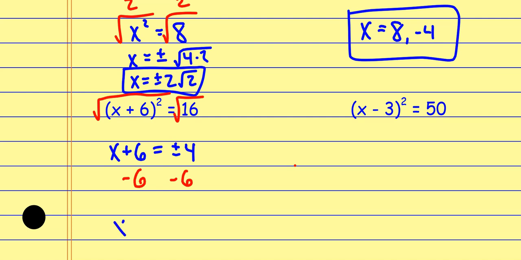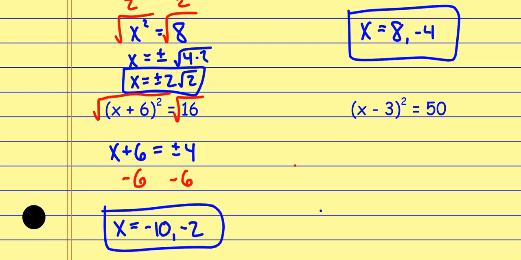And now, once again, I think about what this means. I have a positive 4 and a negative 4. If I did the negative 4 minus 6, I would get a negative 10. If I did the positive 4 minus 6, I would get a negative 2. So I get two answers because I had two things over there. I had a positive and a negative 4, so I have to subtract the 6 from the positive 4 and from the negative 4. Okay?